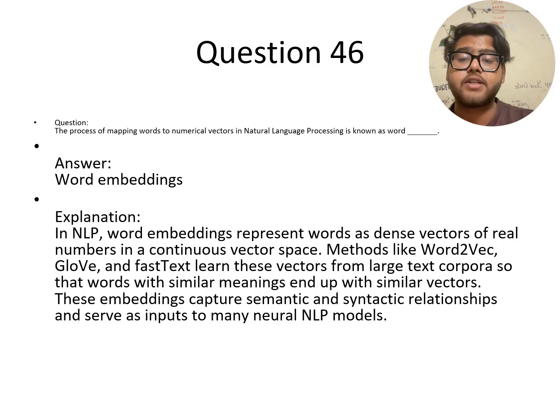Question number 46 is the process of mapping words to numerical vectors in natural language processing is known as word dash. So it is word embeddings. In NLP, word embeddings represent words as dense vectors of real numbers in a continuous vector space.